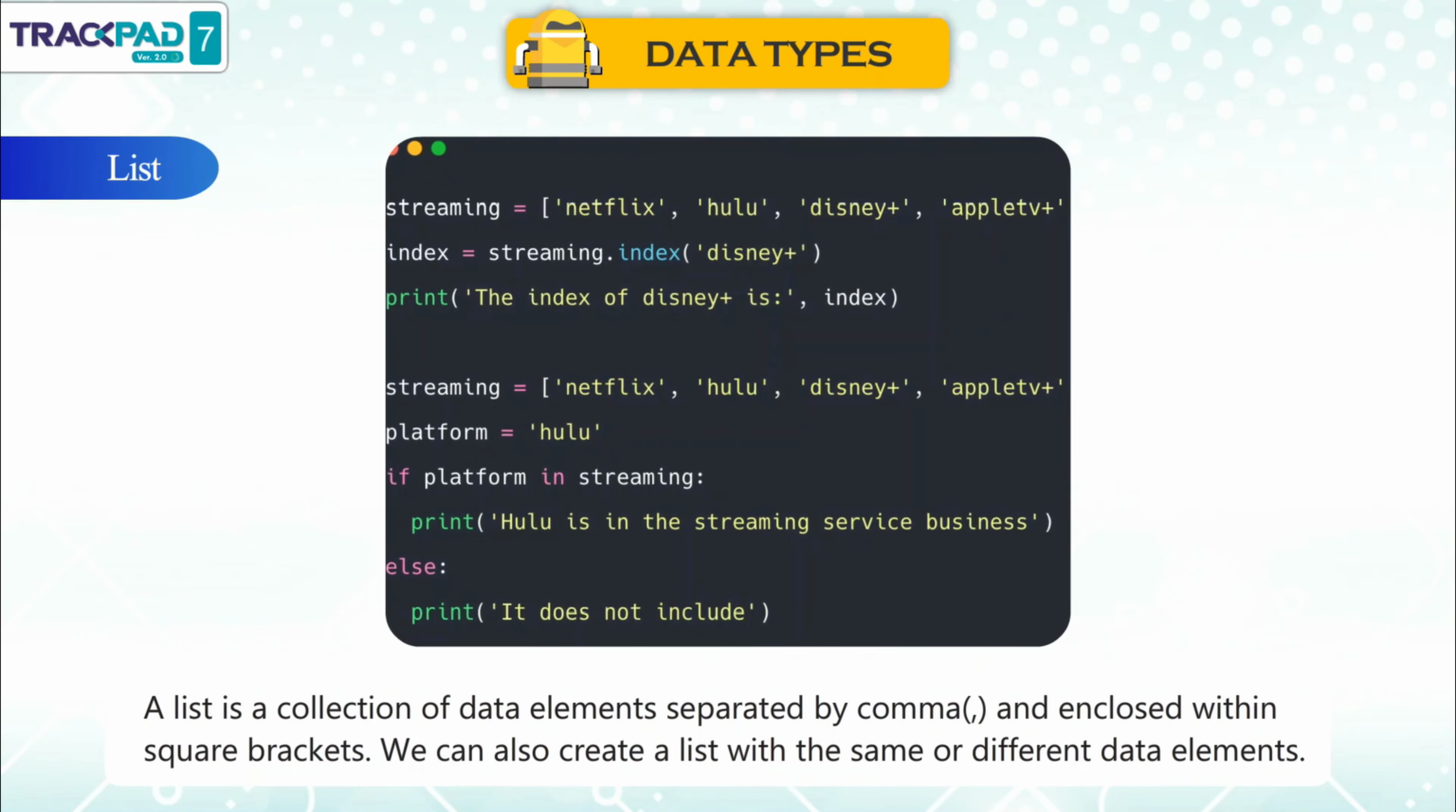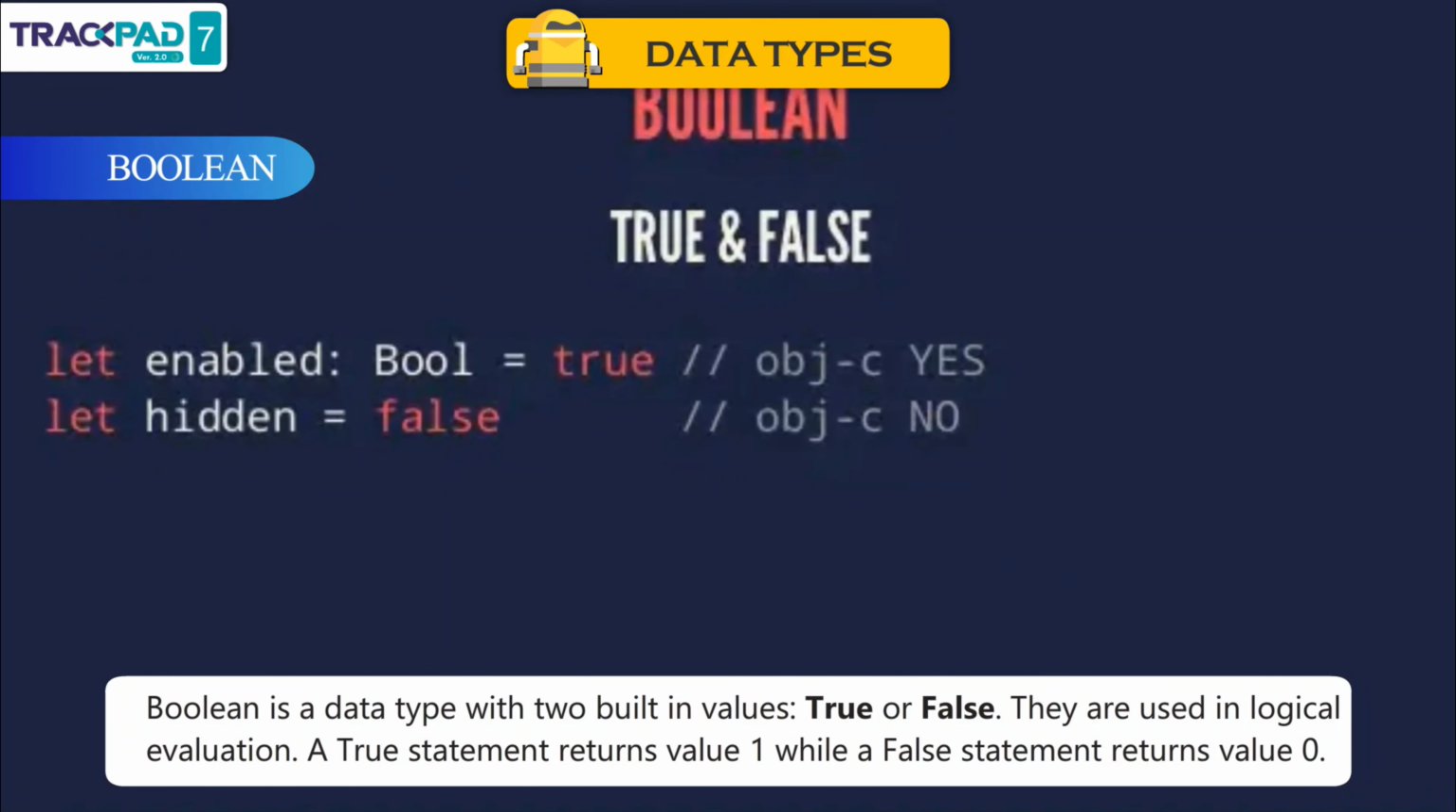List. A list is a collection of data elements separated by comma and enclosed within square brackets. We can also create a list with the same or different data elements. Tuple. A tuple is just like a list. It contains a group of elements that can be of different data types. The elements in the tuple are separated by comma and enclosed in parentheses. The difference between list and tuple is that a list can be modified, but tuples cannot be modified after they are created.